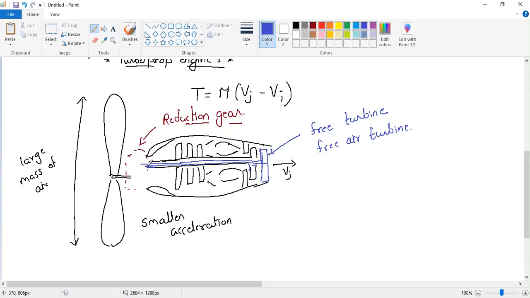I can take this spool over here and have a reduction gear here, same working, no other difference. So instead of having the compressor directly connected to the propeller, I will have a free air turbine. The advantage is that the air passes through the entire process: compressors, diffusers, burners, and the exhaust gases rotate the turbine.